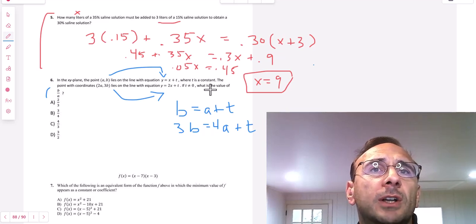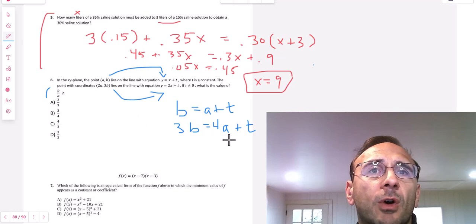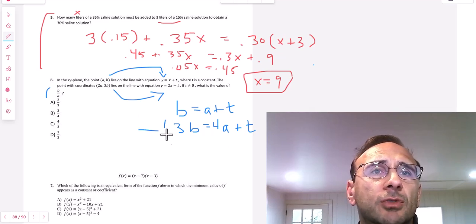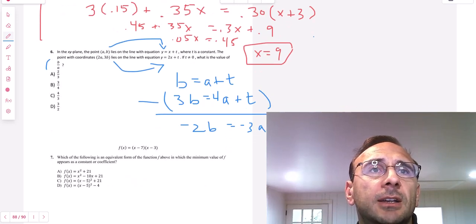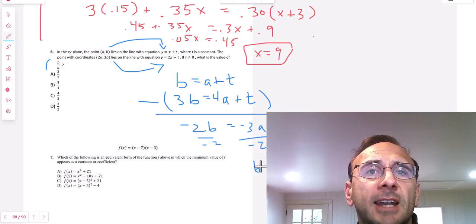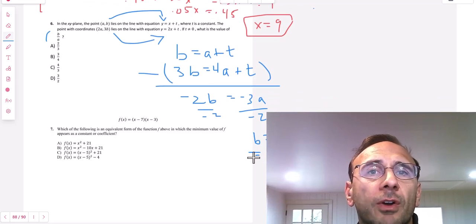Now, we don't want t. I see that they're asking about b over a. That's our clue we don't want t. So you could just straight up subtract that entire second equation, and the t's will get eliminated. We eventually want b over a. An intermediate step to getting that is to just get b, and then you put it over a.